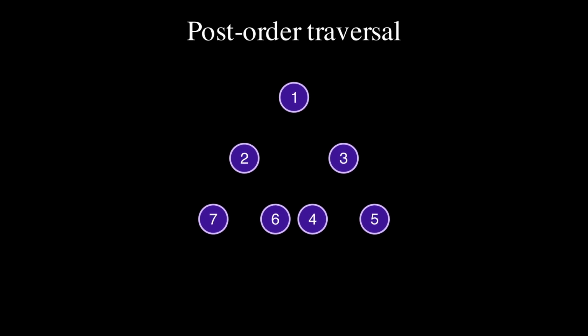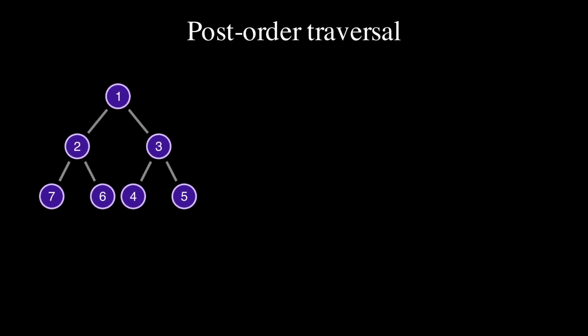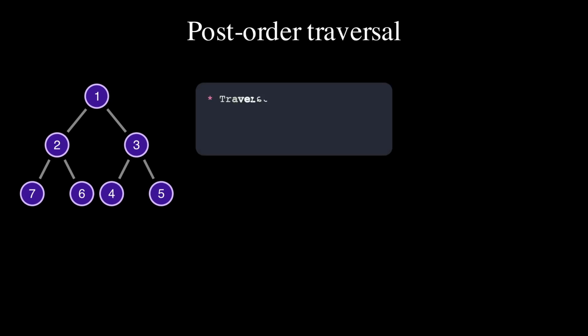Let's see how to implement post-order traversal. We have this binary tree and would like to traverse it post-order. For the post-order traversal algorithm, we traverse the left subtree, traverse the right subtree, and visit the current node.